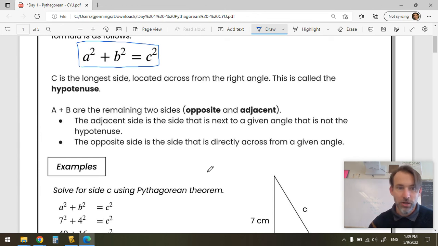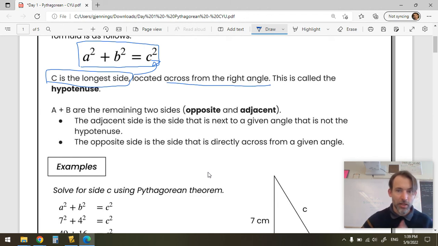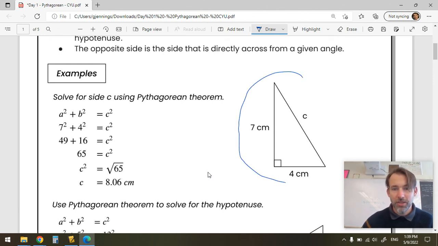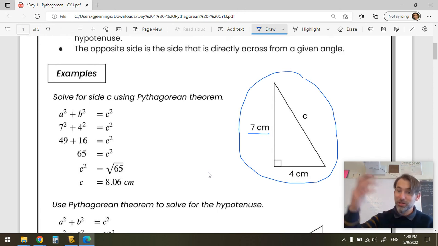One thing that's important to note, C is the longest side of the triangle. That's always going to go right there, and it's always across from the right angle. And so this is going to figure into some of the guessing that we do. Here's a triangle. If you ask me to guess how long C is, I would say, well, it's got to be longer than 7. It's got to at least be bigger than 7 because I know that C is the longest side of the triangle. 7 is one of the sides, so C must be bigger.